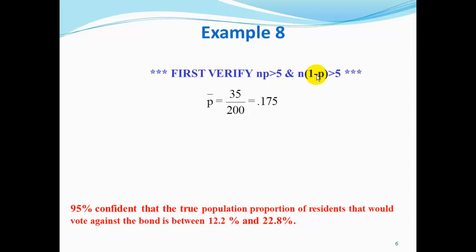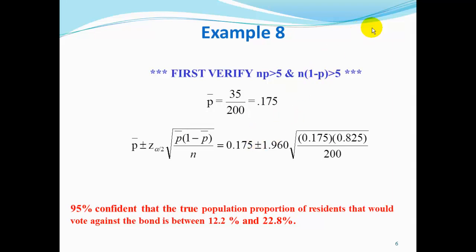Once you verified these two conditions, you should have plugged your p-value into the equation and n value into the equation, and then you should have computed your Z alpha over 2 value for 95% confidence to be 1.96. Computing the error section of this equation, you should have obtained 0.053. So our confidence interval should be constructed as 0.175 plus or minus 0.053, or the interval should have gone from 0.122 up to 0.228. So we are 95% confident that the true population proportion of residents that will vote against the bond is between 12.2% and 22.8%.